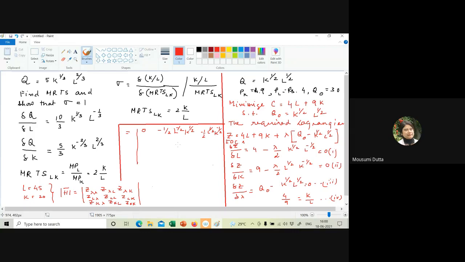What is the value of ZLL? Lambda by 4 L to the power minus 3 by 2 and K to the power half. And what about ZLK? ZLK is minus lambda by 4 L to the power minus half K to the power minus half. And what is ZKK? Lambda by 4 L to the power half and K to the power minus 3 by 2. So all the values are done. Very good.